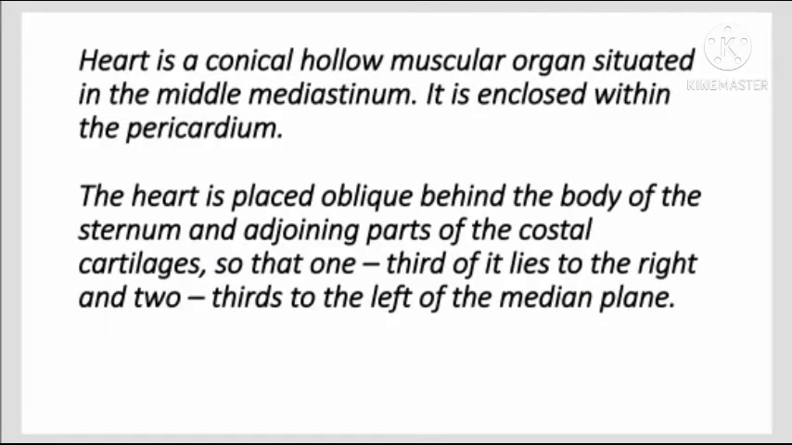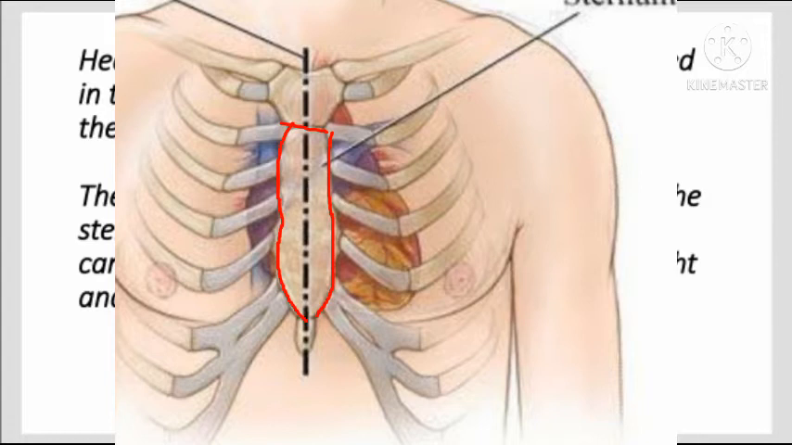The heart is placed obliquely behind the body of the sternum and adjoining parts of the costal cartilages, so that 1/3 of it lies to the right and 2/3 of it lies to the left of the median plane. This is the body of the sternum, behind which the heart is present.